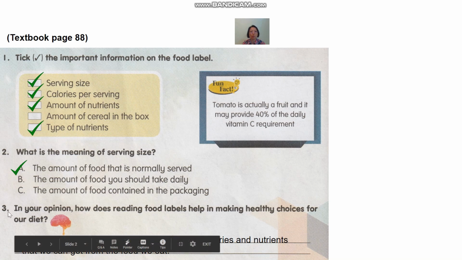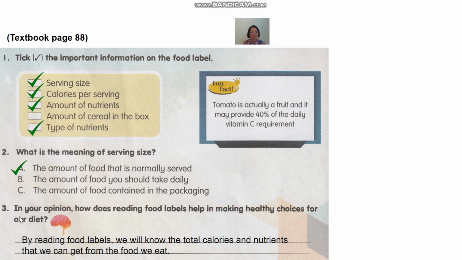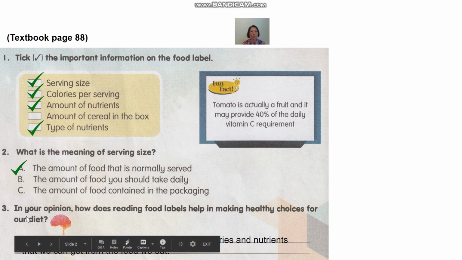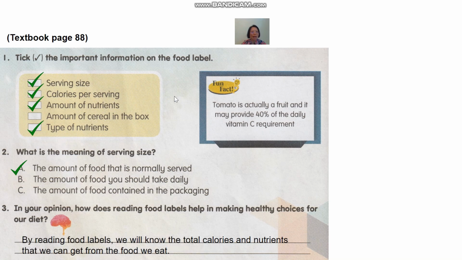Now, question number three is a higher order thinking skills question. Okay, it needs you to do some thinking first. In your opinion, how does reading food labels help in making healthy choices for our diet? Okay, so by reading food labels, we will know the total calories and nutrients that we can get from the food we eat. Yeah? So it's important for us to read the food labels so that we know whether the food is good for our health or not.